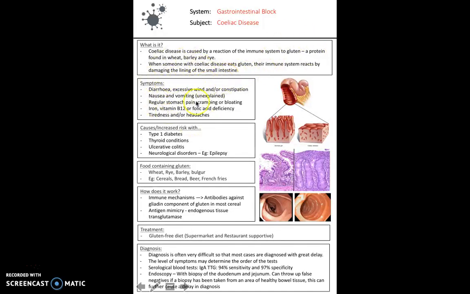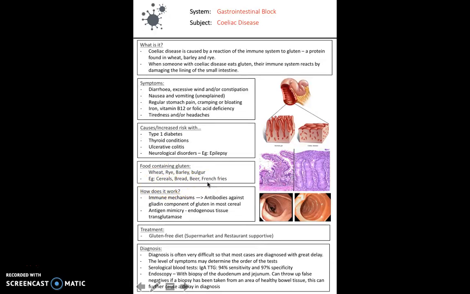intestine. Consequently, it can cause diarrhea, excessive wind and constipation, nausea and vomiting which is unexplained, and stomach pain, cramping and bloating. It's got an increased risk with those who've got type 1 diabetes, thyroid conditions and ulcerative colitis. So there's quite a lot of food that contain gluten, so it really is restrictive on the diet, so cereals, bread, beer, french fries and so on.